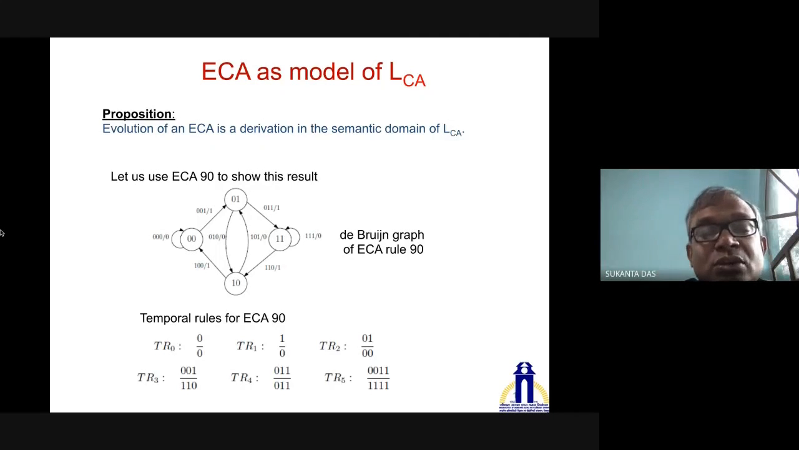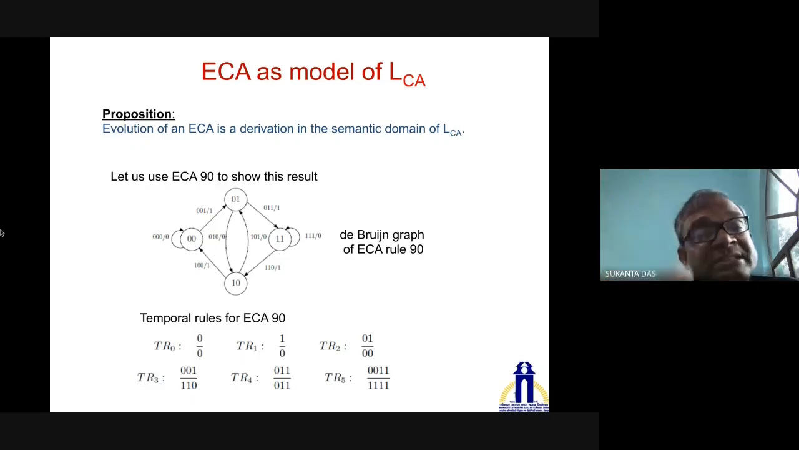So TR0, 0 to 0. TR1, 1 to 0. You can check from the graph also. TR2, 0, 1, I'm getting 0, 0, in this way. TR3, 0, 0, 1 to 1, 1, 0. TR4, 0, 1, 1 to 0, 1, 1. And TR5, 0, 0, 1, 1 to 1, 1, 1, 1. So these are the temporal rules we get for rule 90.